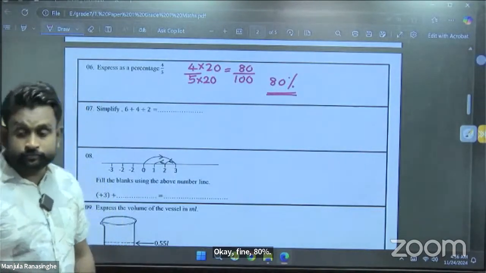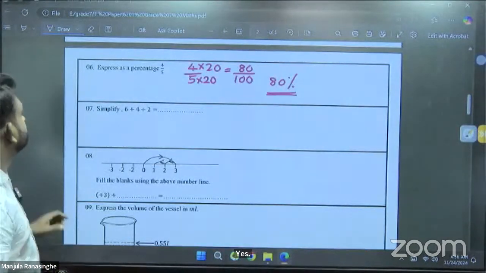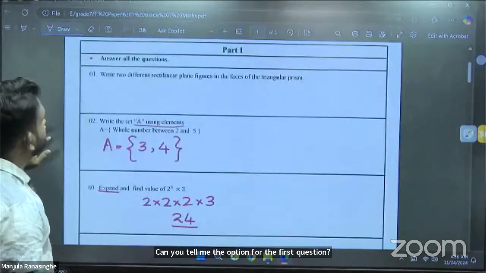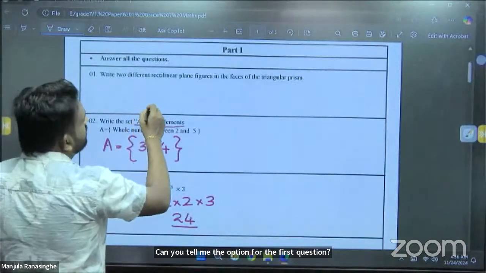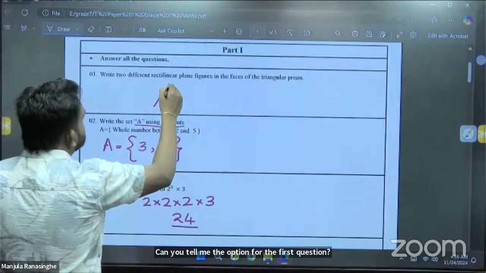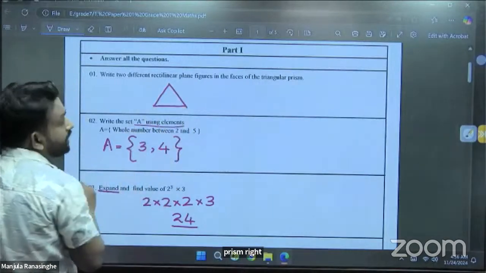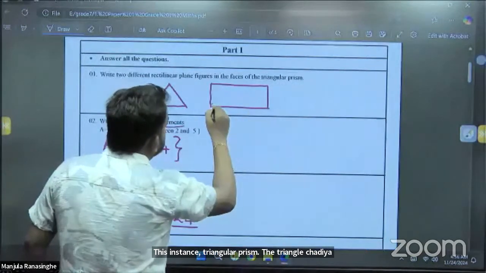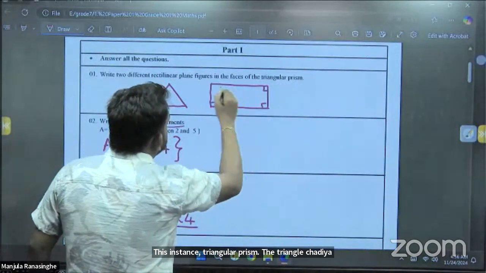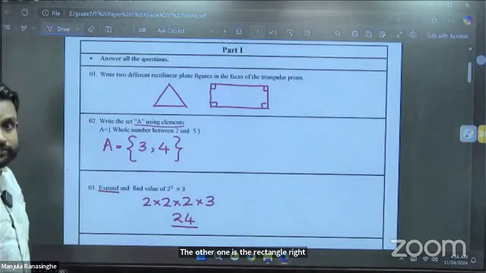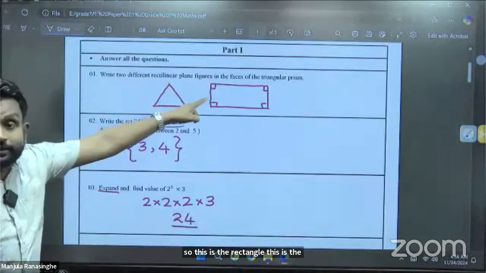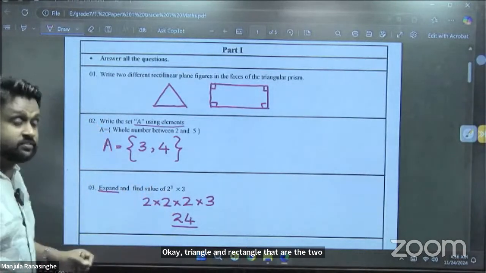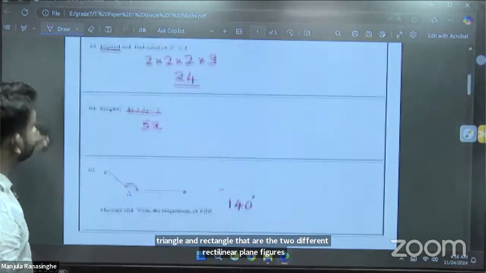Sir, can you tell me the answer for the first question? Yes, the first question was about the faces of a triangular prism. The triangles are there, and the other one is the rectangle. This is the answer for the first question. Triangle and rectangle are the two different rectilinear plane figures within a prism.